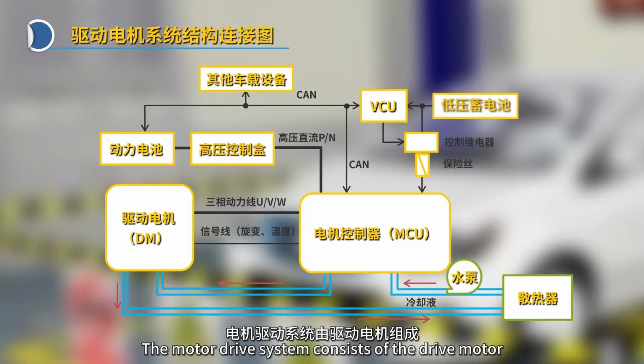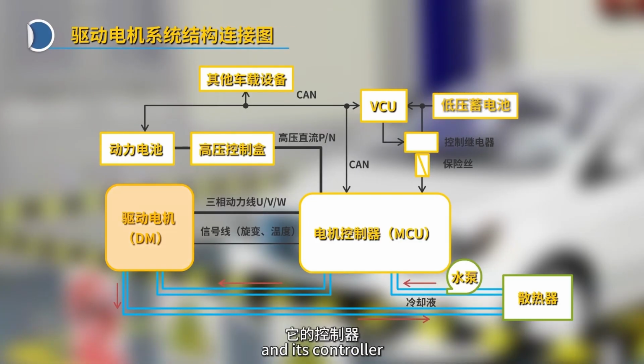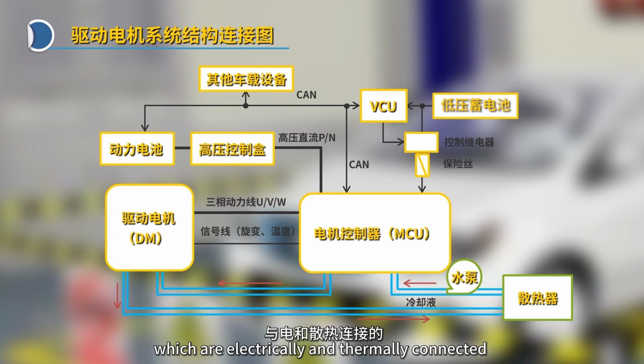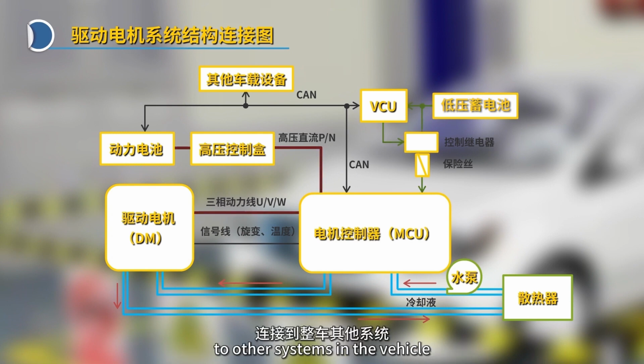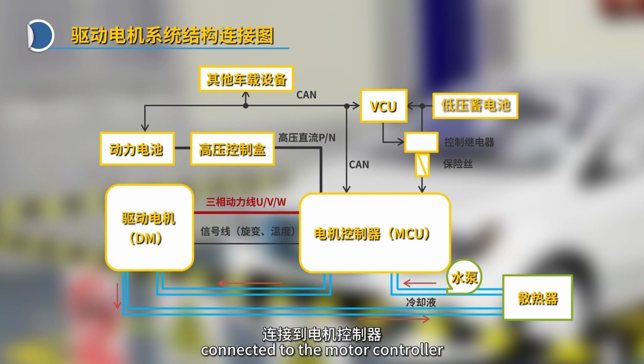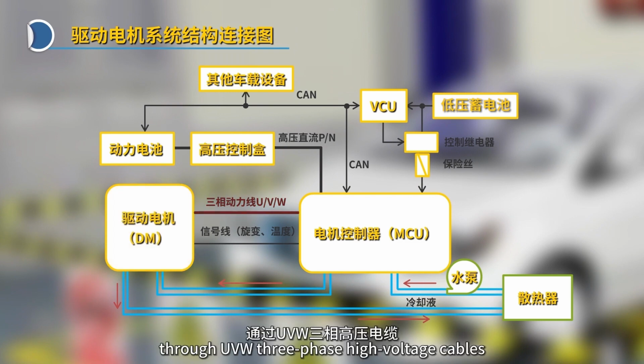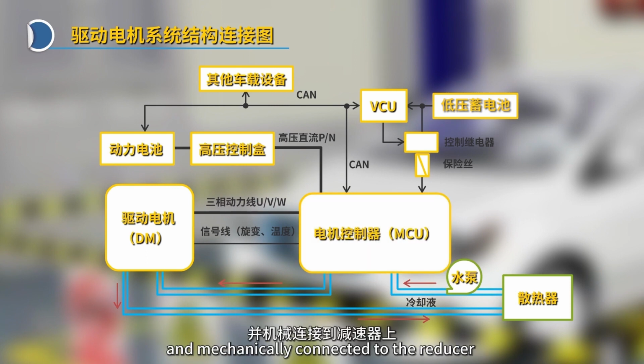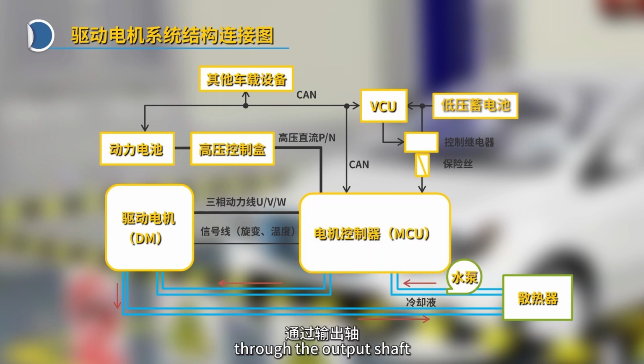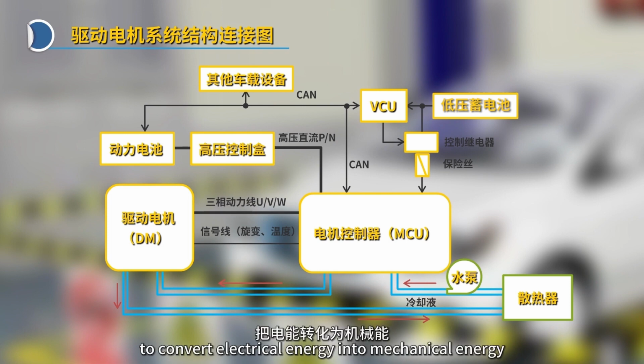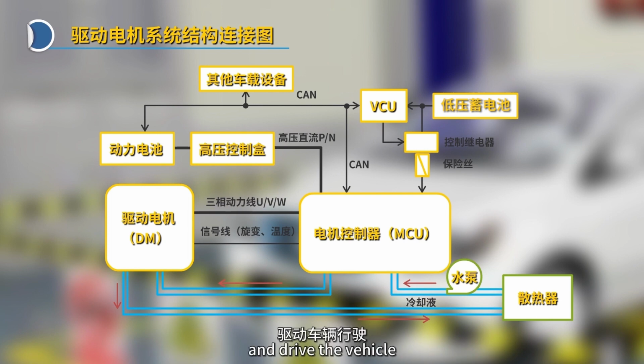The motor drive system consists of the drive motor and its controller, which are electrically and thermally connected to other systems in the vehicle, through voltage limiters, cooling pipelines, and other components. The drive motor is electrically connected to the motor controller through UVW three-phase high-voltage cables and mechanically connected to the reducer through the output shaft to convert electrical energy into mechanical energy and drive the vehicle.